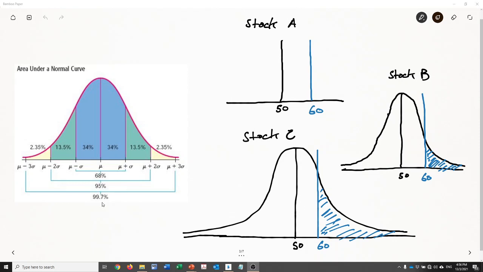Okay. How is this relevant to us? Let's examine 3 different stocks, stock A, B and C. Stock A has a distribution with a mean of 50 but 0 variance. So there is no variance. We know that after 1 month, the value of the stock will remain 50.